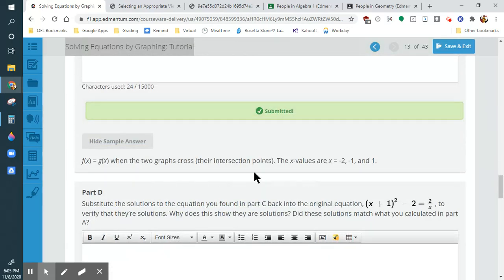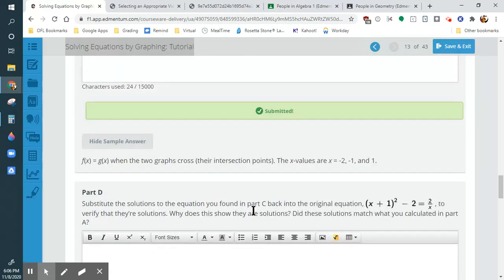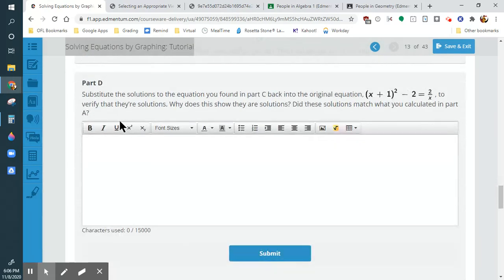All right, and those are our answers. They only give us the x values for some reason. Oh, x values. Derp. So you'll find that they're the same answers. Substitute the solutions into here. So they just want us to plug it in to make sure that these work.